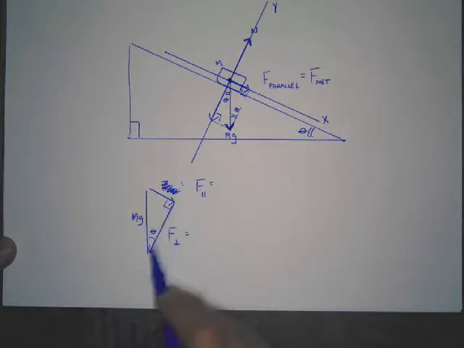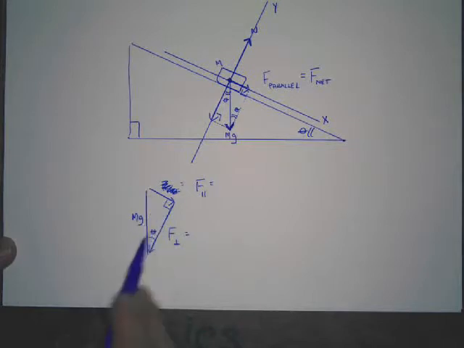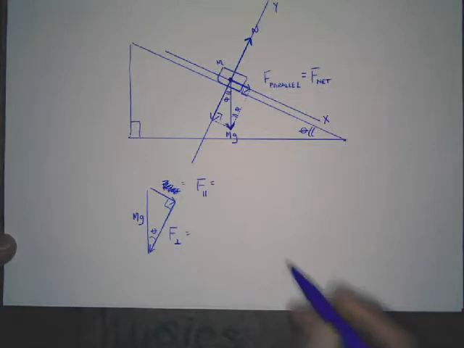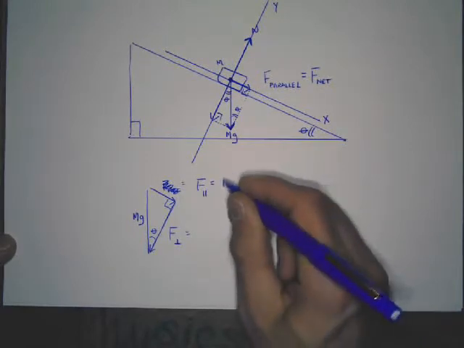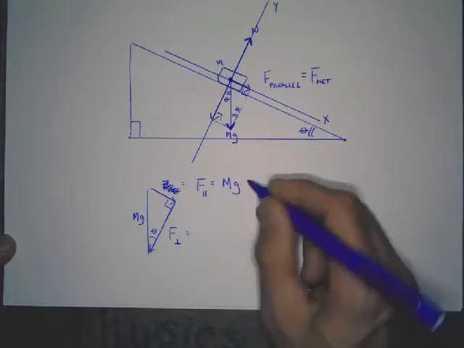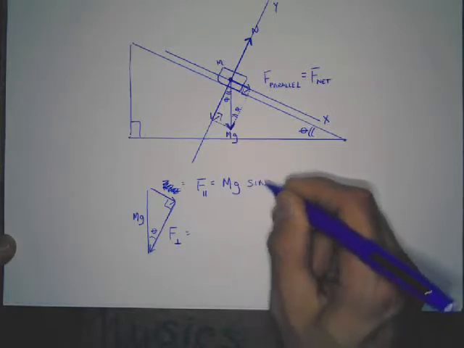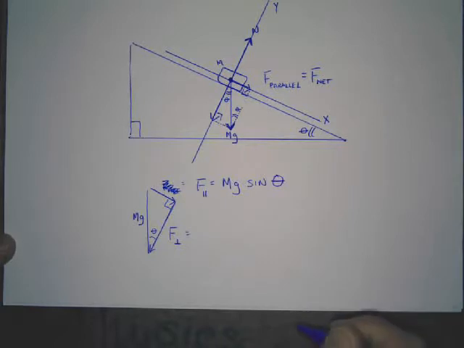You've got basically one side here, which is adjacent to the angle theta. You've got this other side over here, which is opposite to the angle theta. It's a right triangle, so here's where your trigonometry comes in. The idea is that F parallel is going to be equal to mg times the sine theta.